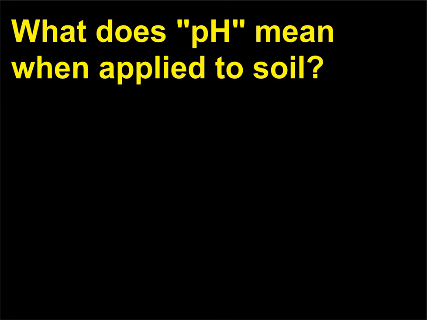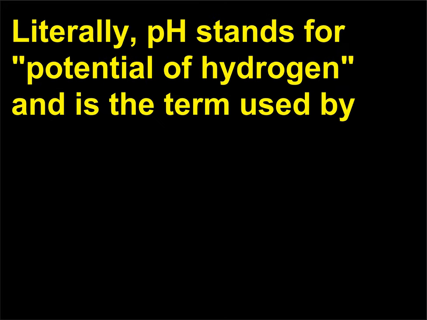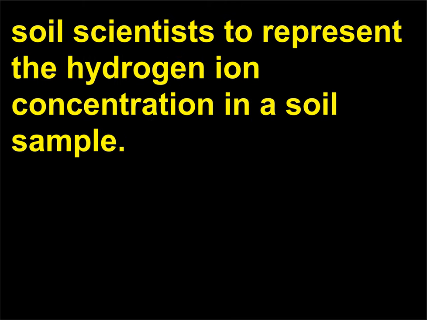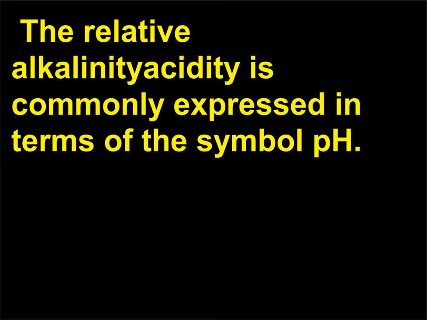What does pH mean when applied to soil? Literally, pH stands for potential of hydrogen and is the term used by soil scientists to represent the hydrogen ion concentration in a soil sample. The relative alkalinity or acidity is commonly expressed in terms of the symbol pH.